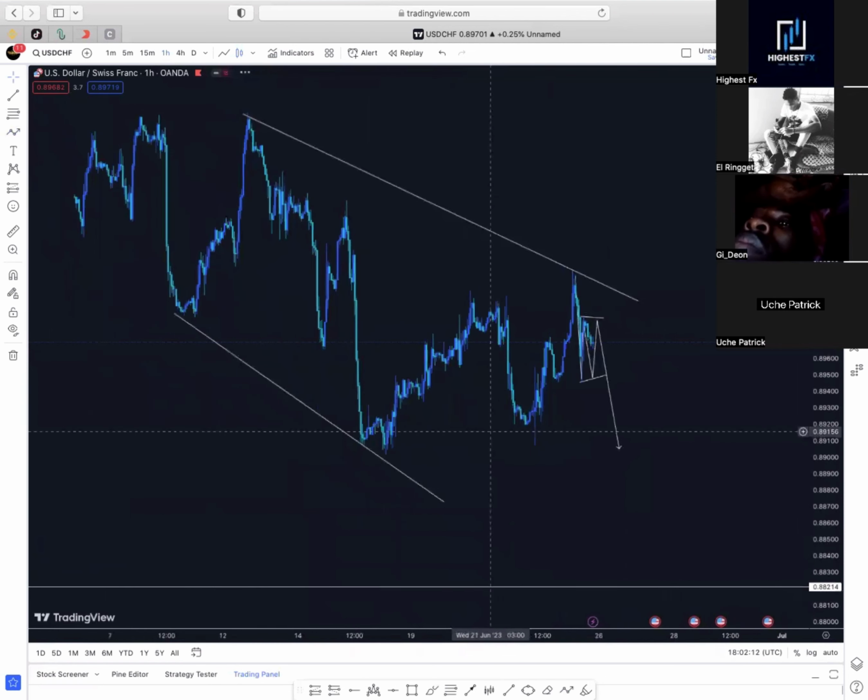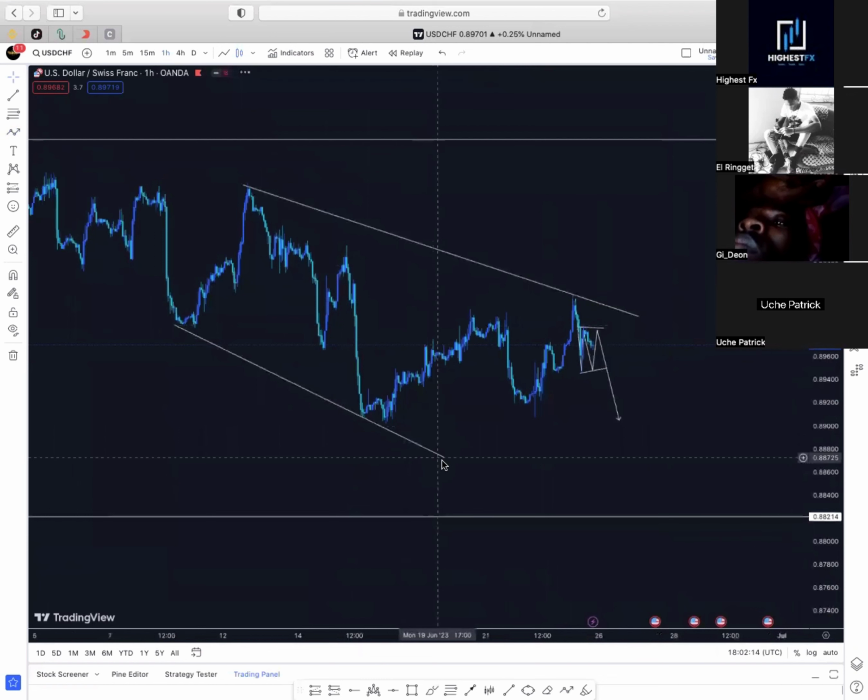So this is what we have on USD CHF. If you have, please look at USD CHF and analyze it and post also in the Discord so that we can share ideas on that.